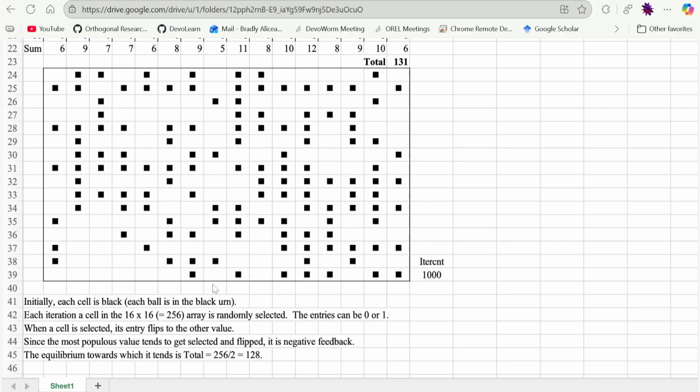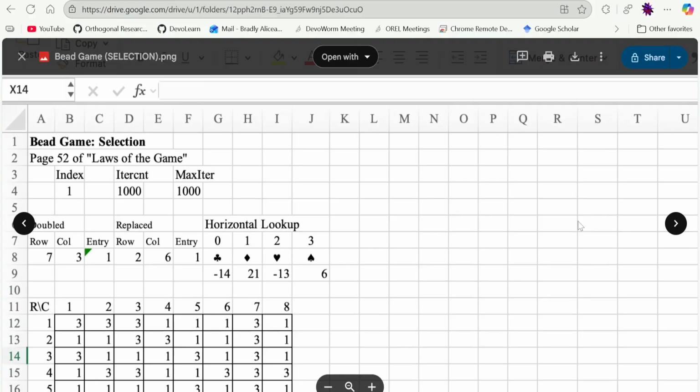And so then our equilibrium tends over time to be where we have half of our grid being white balls and half being black balls. And we end up in the same place that we do with the first example, where I showed you that it was a random initial condition. In this case, it's a uniform initial condition, and because of the way the game was played, we end up in the same place. Okay, this is the bead game, which was from page 52 in Laws of the Game.